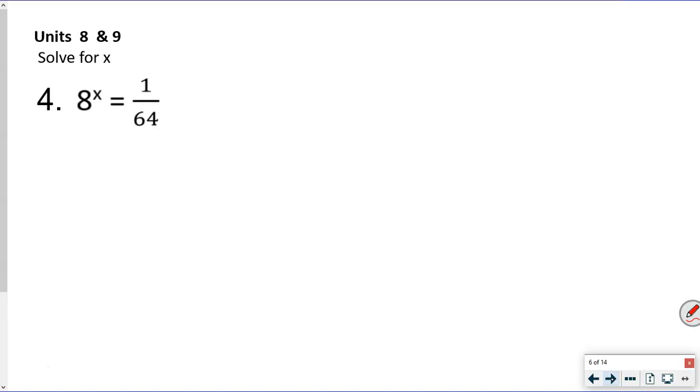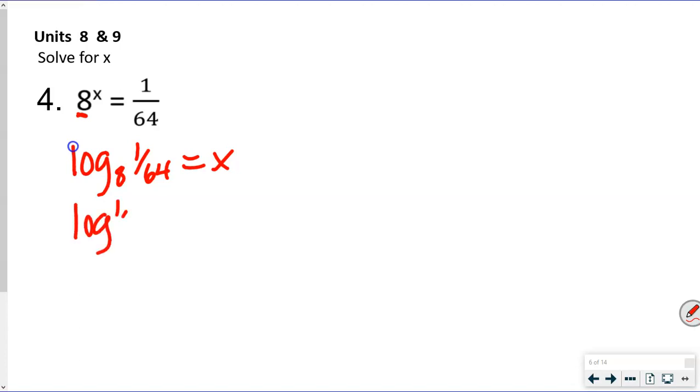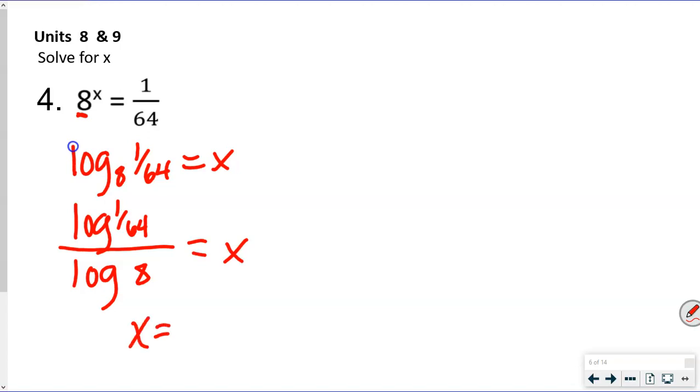So our next one, I'm going to change this into a log, and hopefully you guys remember that when we have a base, it stays our base, right? So the log base 8 of 1 over 64 equals x. So this is how we change it into log form. And now we're going to use the change of base formula. So we're going to say the log of 1 over 64, and remember the base stays in the base here, is divided by the log of 8. Now you can do this right in your calculator. And that's going to be equal to x. So x is going to be equal to -2.